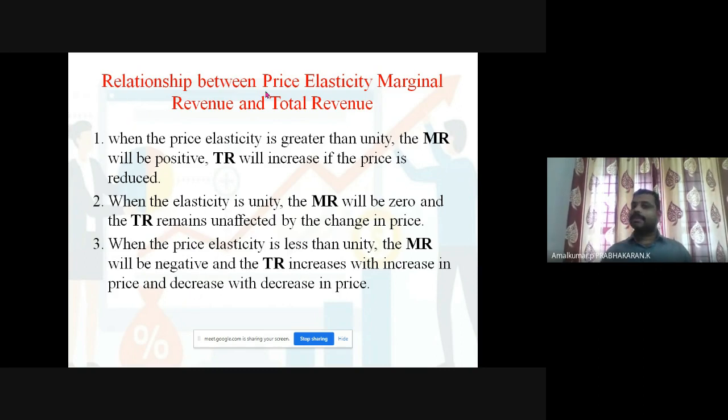These are the relationships between price elasticity, marginal revenue and total revenue. When the price elasticity is greater than unity, the marginal revenue will be positive and the total revenue will increase if the price is reduced. When the elasticity is unity, the marginal revenue will be zero and the total revenue remains unaffected by the change in price. When the price elasticity is less than unity, the marginal revenue will be negative and the total revenue increases with an increase in price and decreases with a decrease in price. These are the situations.